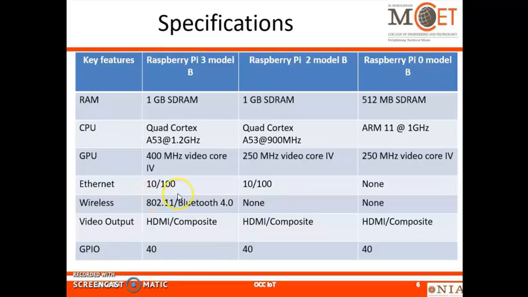And Ethernet 10/100, here it is also 10/100, and no Ethernet facility is available in the 0 model, that is the first model. And wireless 802.11, Bluetooth 4.0, this feature, the Bluetooth feature, wireless feature, is available only in Pi 3 model, not in Pi 2 and Pi 0. And for the video output, you can use HDMI cable in all those three, and GPIO, that is general purpose input and output pins. Totally 40 general purpose input and output pins are available in all these three models. So these are all some famous, specifically used variants in market.